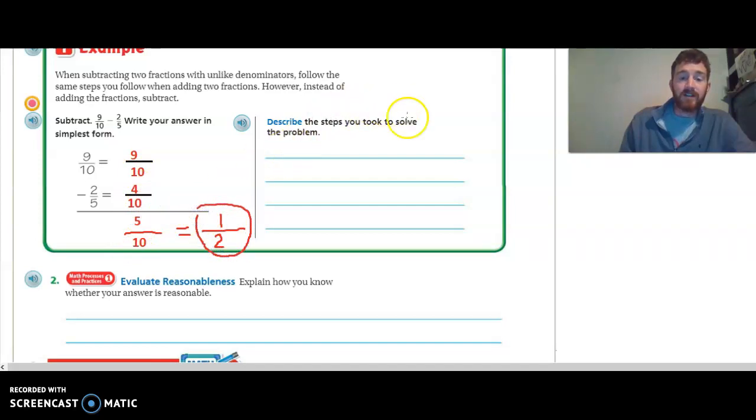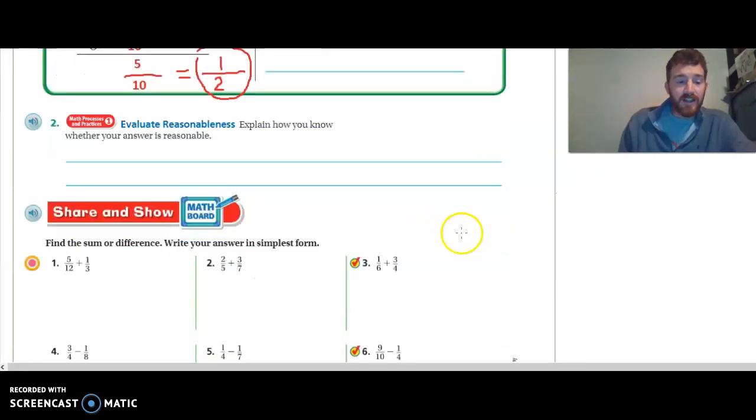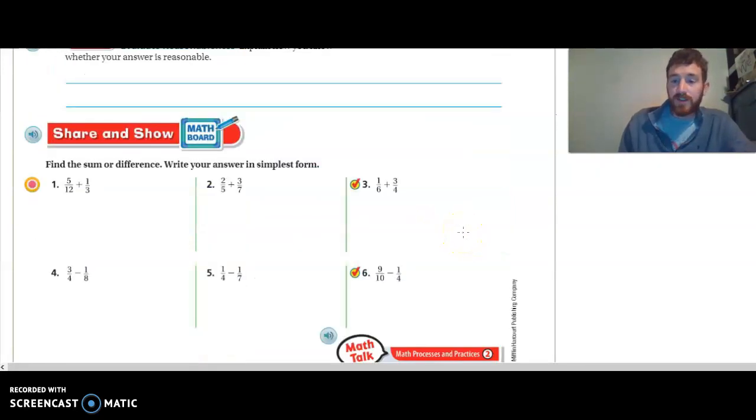Now over here it says describe the steps you took to solve. I basically just said that with my words, so I'm not going to worry about typing into the space there. But that is that. Now what you've got the rest of the day is just numbers 1 through 6. In my next video, we'll go over all of these. So if you get stuck on these, feel free to go ahead and watch the Tuesday video.